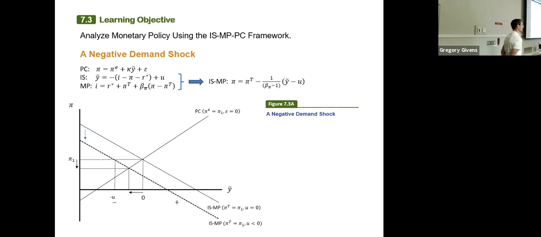And that's what I want you guys to master here, is to understand the transmission mechanism in the model. So let's go through these steps together, okay? Why is it that the output gap does not fall by the full amount of the demand shock? Why do you think? What does your intuition tell you? Levi?